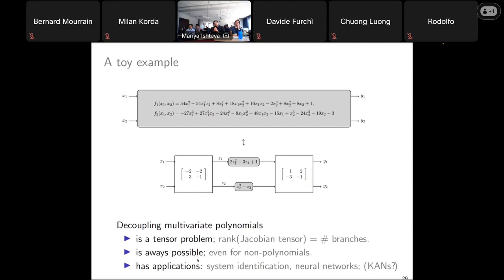It is always possible in theory, if you take the rank large enough. It is also possible for non-polynomials because the method is based on derivatives. So as long as we can take derivatives, it's actually true for functions that are non-differentiable in a number of points, just don't take these points. And then the last one is that it has a lot of applications. We started from system identification, we moved a little bit to neural networks, and now we see that even with the newest technology there, the Kolmogorov-Arnold networks, there are also some links with this approach.